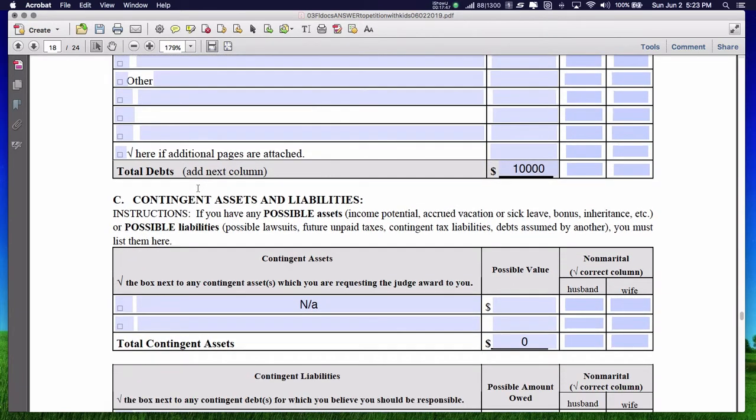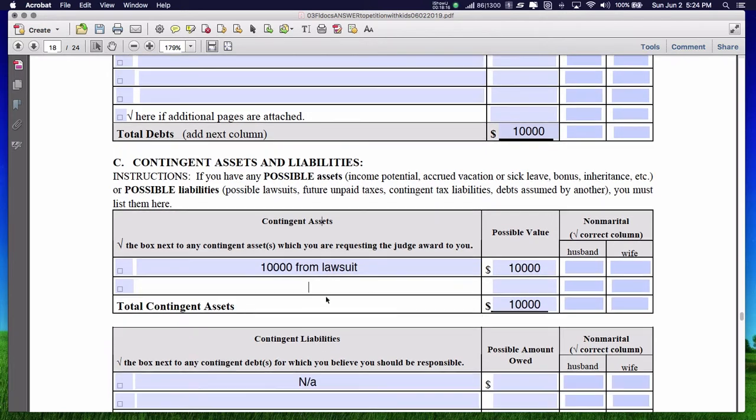Contingent assets and liabilities. This form does not do a good job of explaining what a contingent asset or liability is. A contingent asset is something you might be getting in the future. A good example is, let's say you slipped and fell in a store or something, and your lawyer says you're going to get $10,000 from a lawsuit. It doesn't mean you have to share it, but you have to list what it is. The information must be there. Otherwise, you're hiding the ball, aren't you? Contingent means possible. That's an asset.